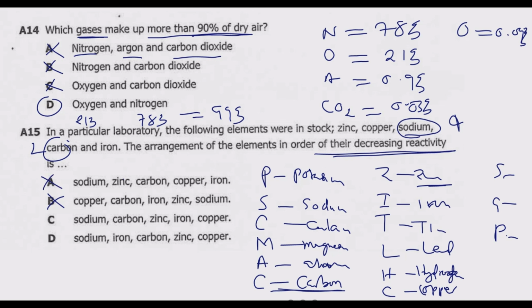Then we remain with C and D. You also notice that this iron is lower than carbon, so it cannot be correct. So you notice that we have sodium, carbon, zinc. Zinc is higher than iron, which is true. Then zinc is higher than copper, which is true. So you discover that C is correct. So this is how easy you can answer this question.